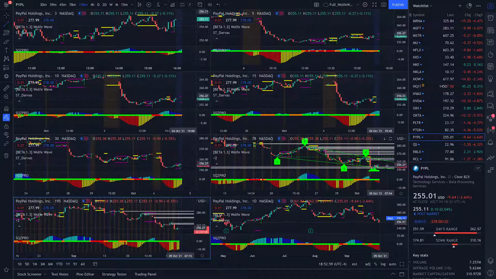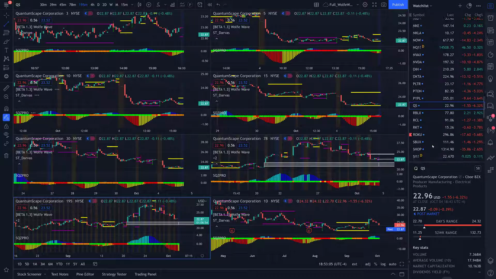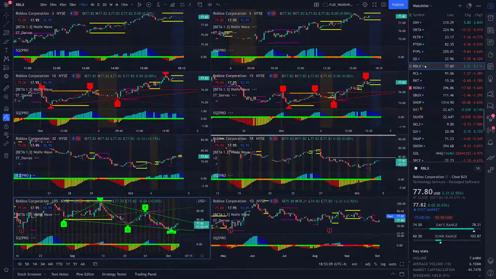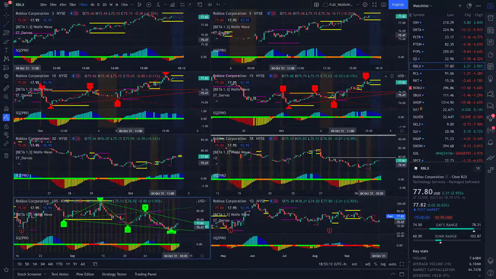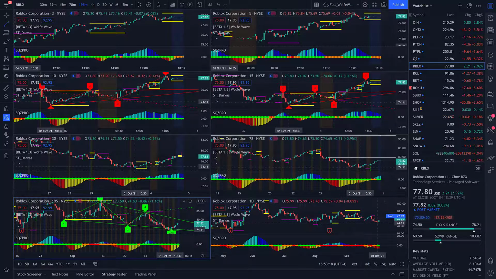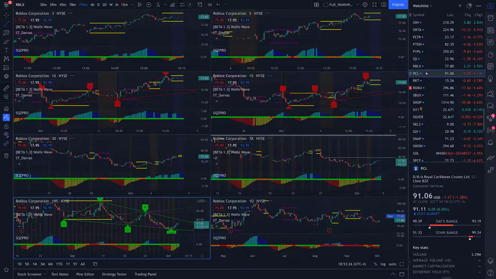PayPal also has a Wolfe wave with a move up to 265. QS got hammered. RBLX, it's got a bearish Wolfe wave, okay, but it closed actually green today. So look, it actually gave a Wolfe wave entry this morning right here, and then it's got a target here at $86, which is pretty interesting.